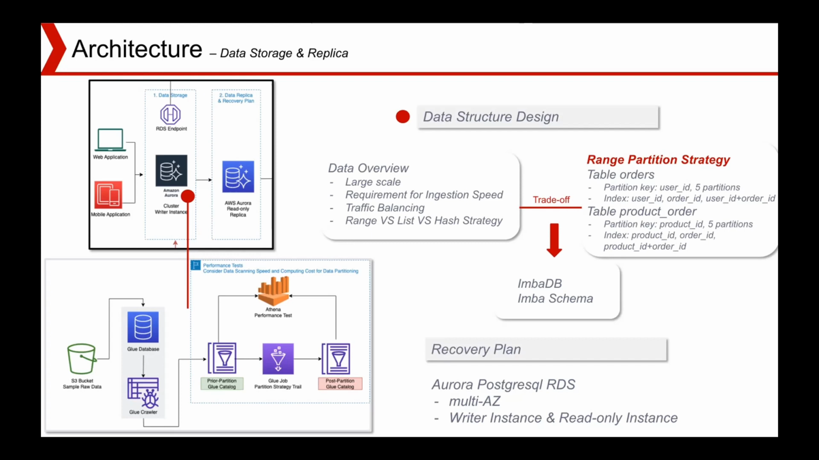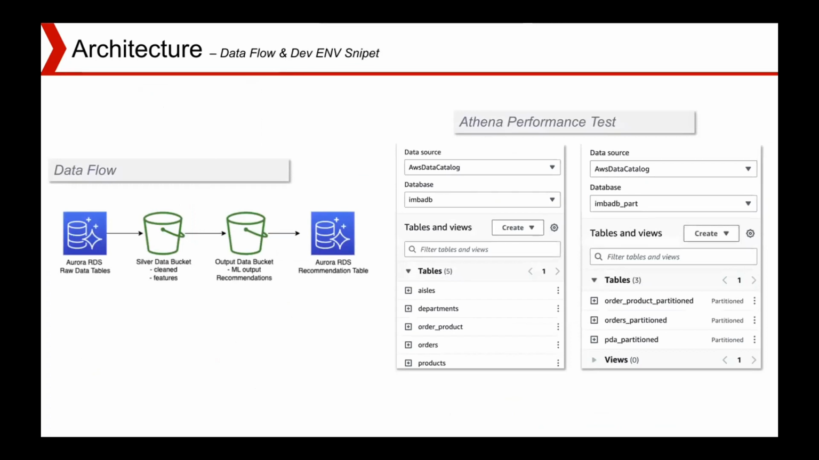And also, we use Aurora's self-contained replica to perform our recovery plan, and we enabled multi-availability zone deployment. So our data will first be ingested into our writer instance, and then it will be replicated to the read-only Aurora RDS. All our future ETL and modeling parts will use the read-only replica as the data source. And then you can see some snippets from our project in the experiment.